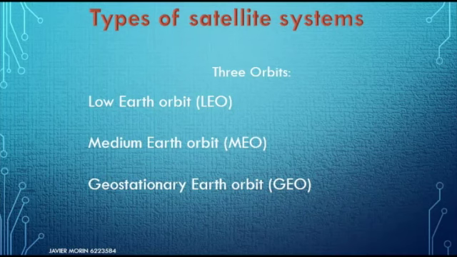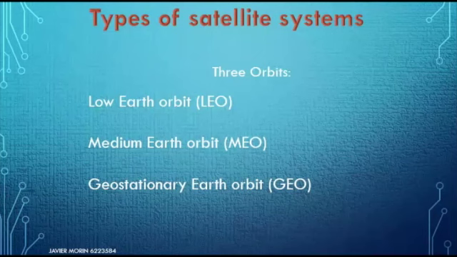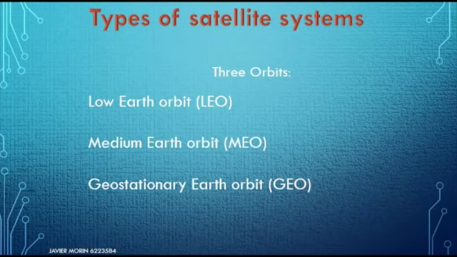Following, I will discuss types of satellite systems that exist. Satellites are classified depending on their orbit. The three most popular orbits for communication satellites are low Earth orbit, medium Earth orbit, and geostationary Earth orbit. Low Earth orbit satellites are at an altitude of approximately 780 kilometers, and each passes a given user in only a few minutes.